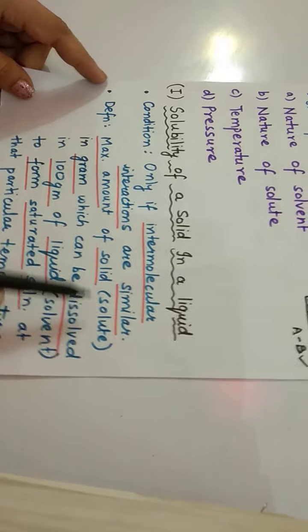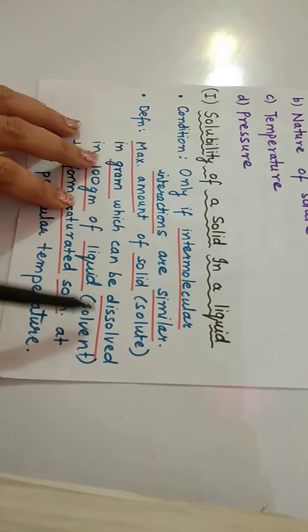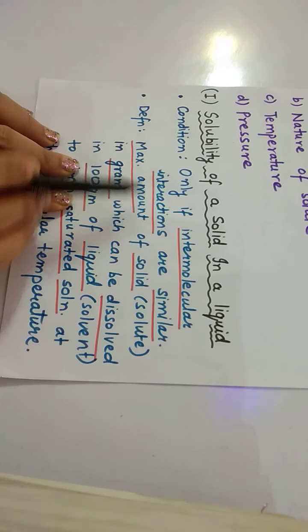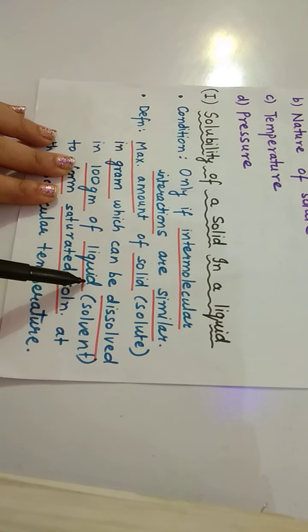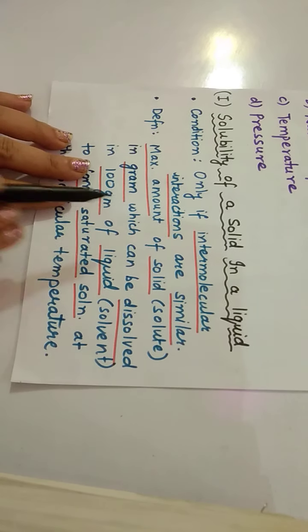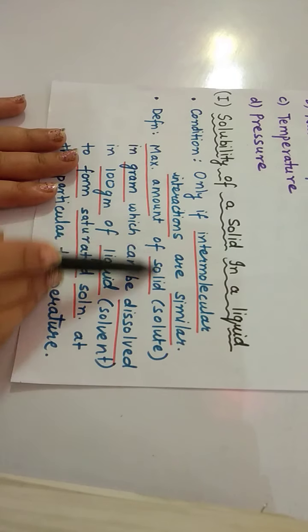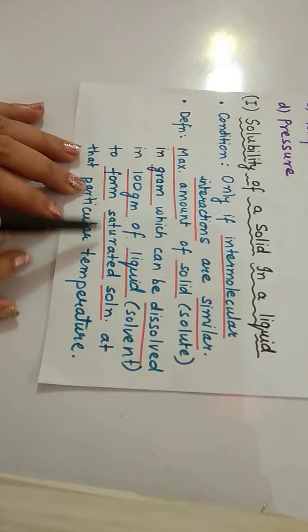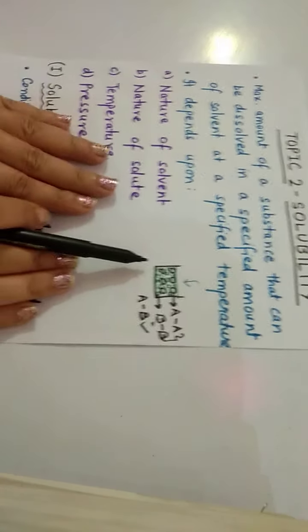Now, maximum amount of sugar in grams. Suppose 2 gram of sugar you can dissolve in 100 gram of water. So that is the maximum amount of sugar you will be dissolving in 100 gram of water. But not more than 2 gram of sugar you will be able to dissolve in 100 gram of water. So that 2 gram is the maximum amount to form a saturated solution. Now what is a saturated solution?